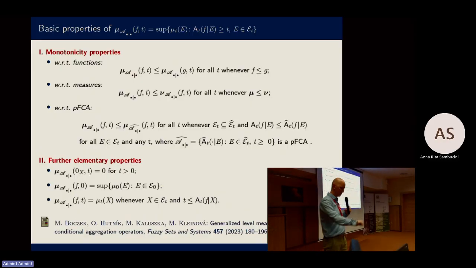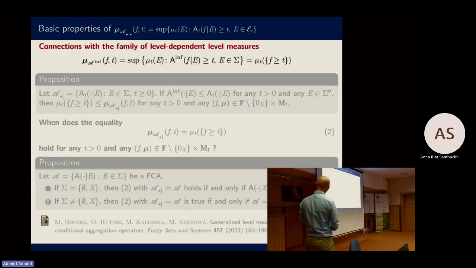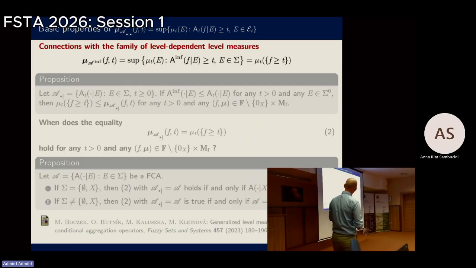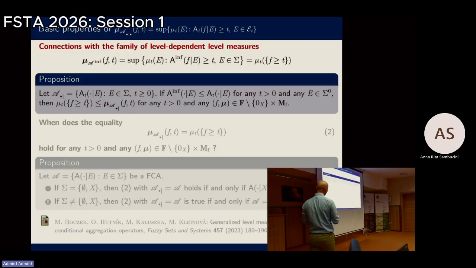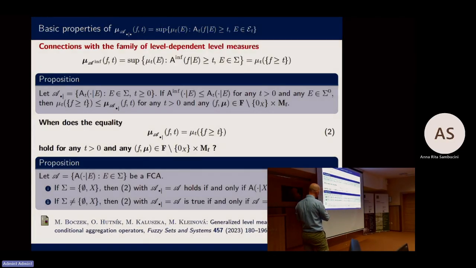Okay, so the first question: do we know something if we replace infimum with some other aggregation operator? How are these two objects related? The first answer is, when does equality appear? So when do we obtain the standard level-dependent measure? The answer is here.